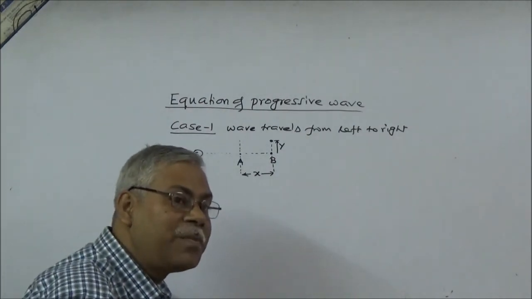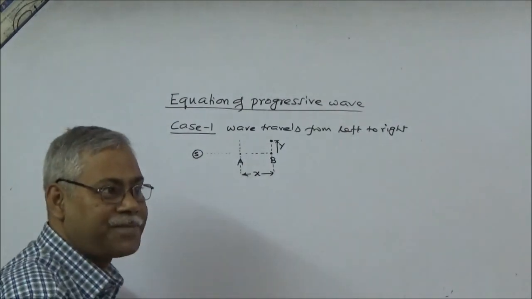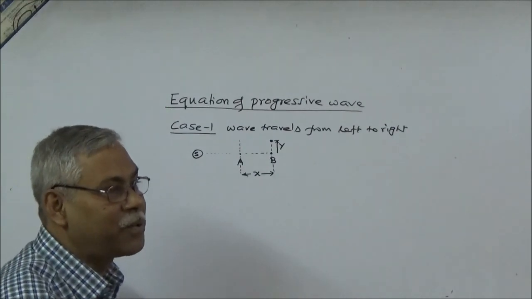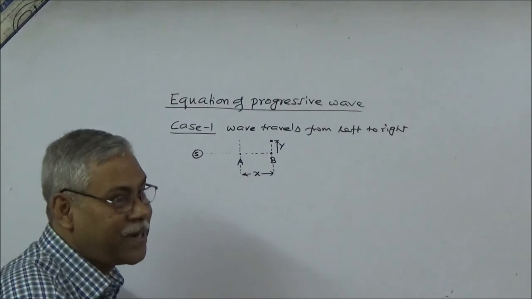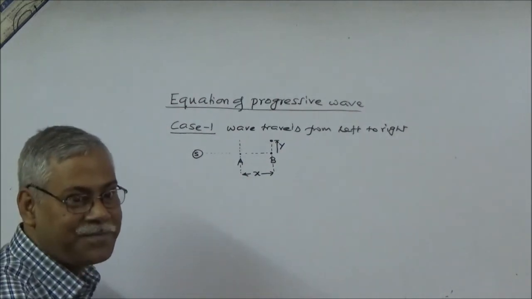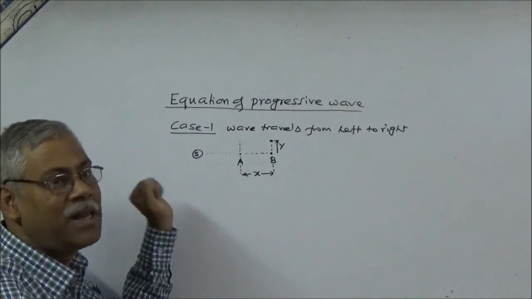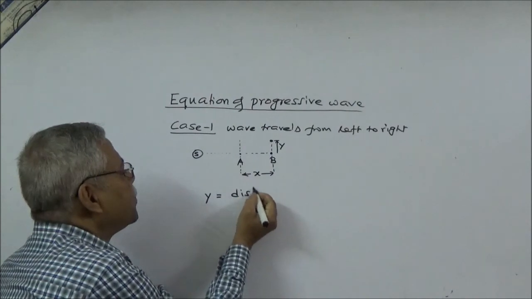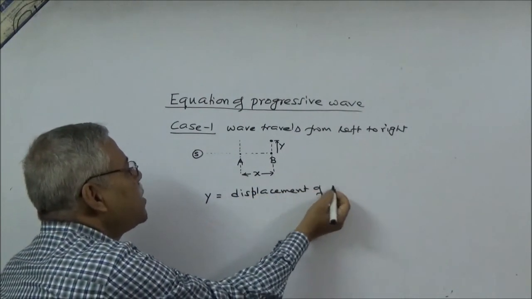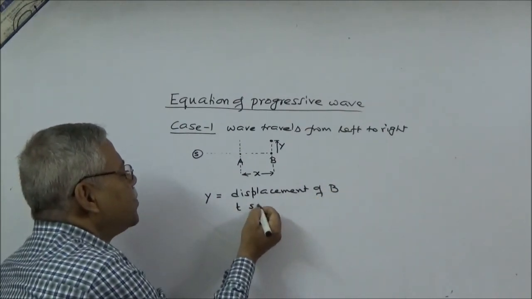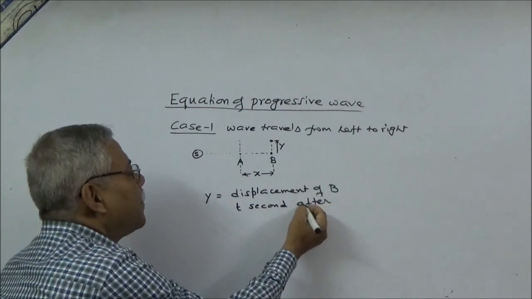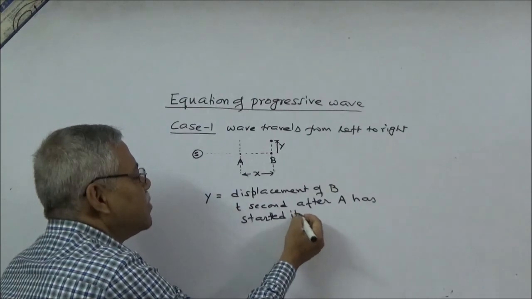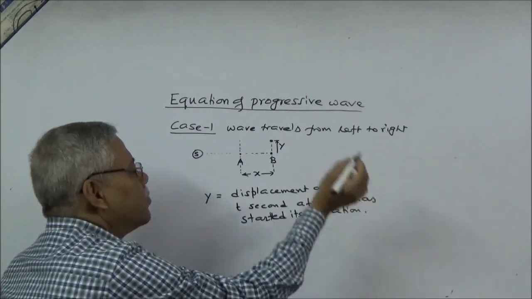So when you derive the equation of a progressive wave, a reference particle is a must. In this case, A is the reference particle. Why is a reference particle a must? Because the most important characteristic feature of a progressive wave is phase difference. When you are talking about difference, then another particle has to be considered. So that's why a reference particle is a must. A is the reference particle and we are studying the displacement of B. So y equals the displacement of B t seconds after A has started its vibration.